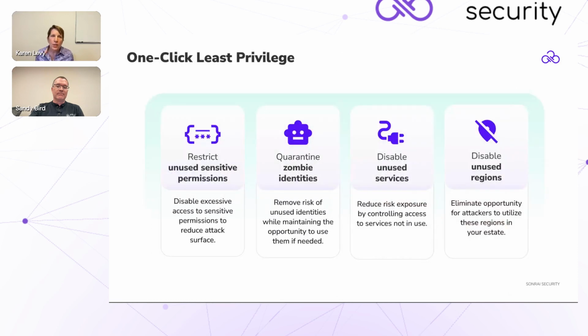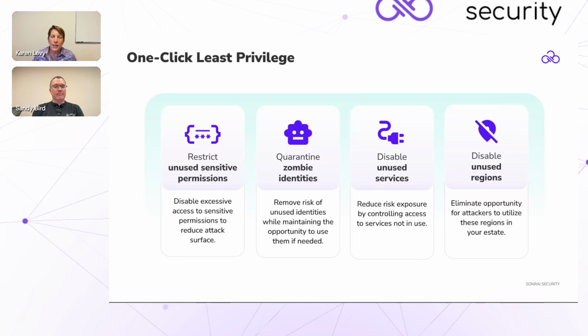So in this slide, I want to talk a little bit more about one-click least privilege and exactly the 4 use cases, or how we define least privilege across your cloud environment. And some of this reflects back to that first slide where we looked at all the numbers of excessive permissions in the cloud. The 4 use cases we talked about are restrict unused sensitive permissions, quarantine zombie identities or unused identities, disable unused services, and disable unused regions. So a little bit more about each one.